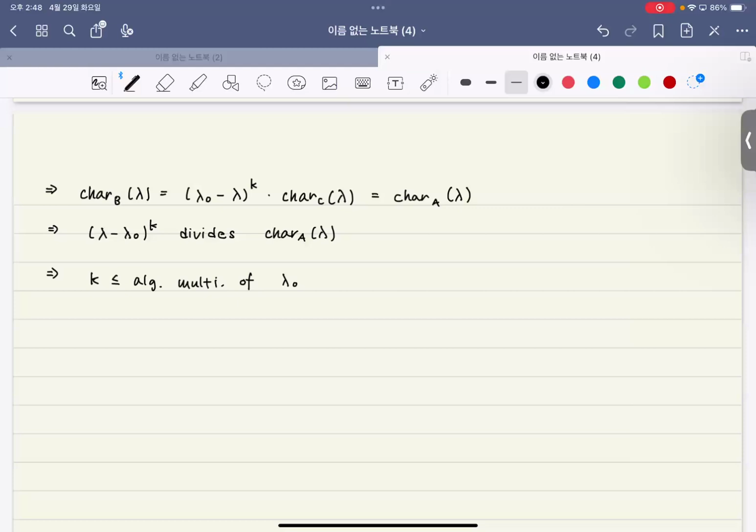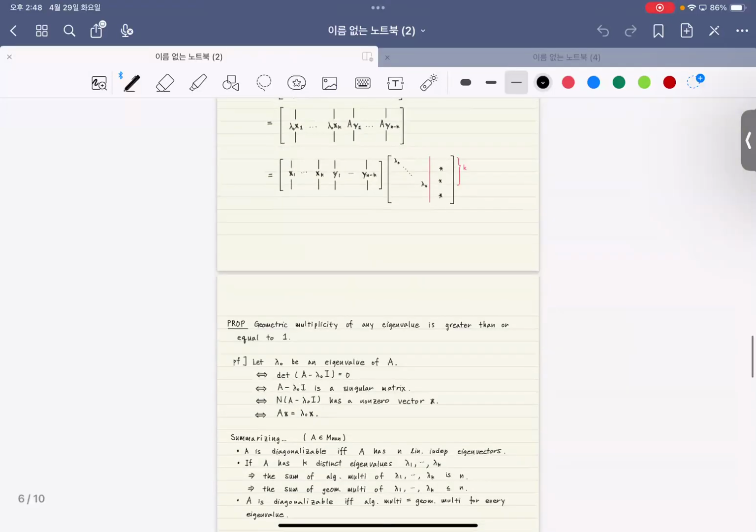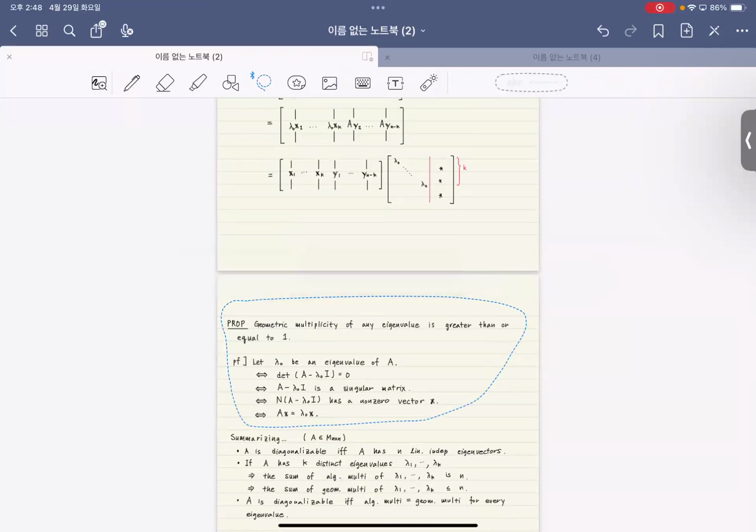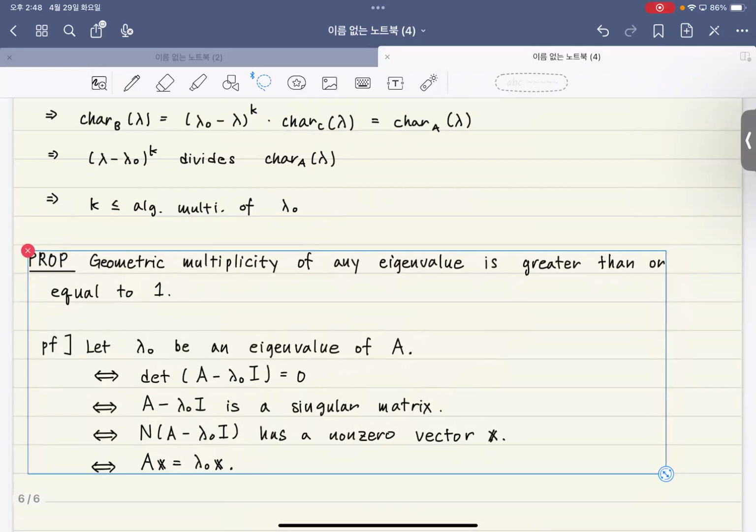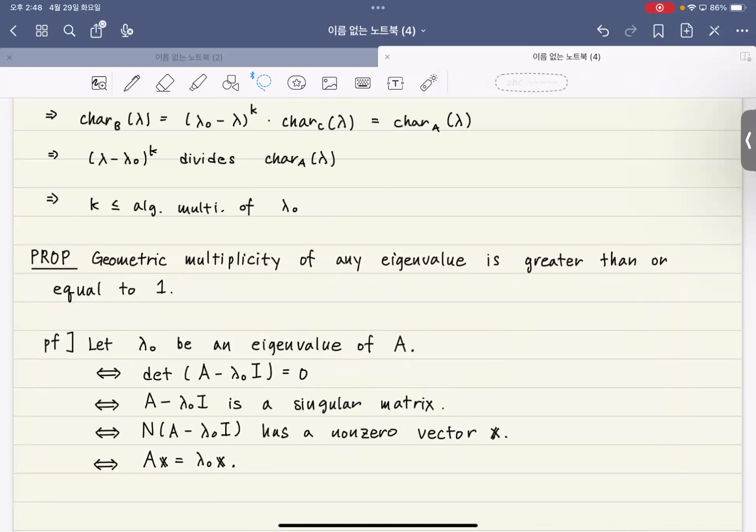Okay. And actually, I did this before, so I will just make it quick. The geometric multiplicity of any eigenvalue is greater than or equal to 1, which is very obvious.